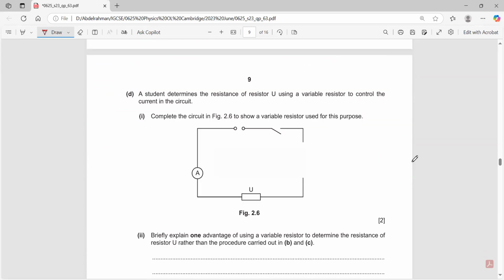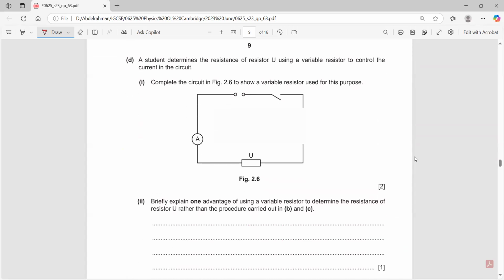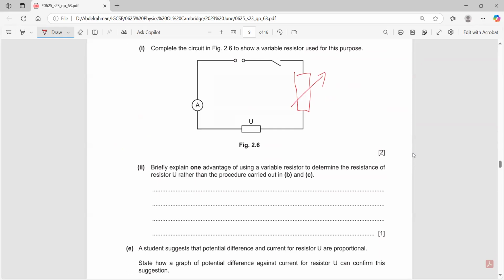Okay, student determines the resistance of a resistor U using a variable resistor to control the circuit. Can I draw the variable resistor? Yes, I can draw the variable resistor. Briefly explain one advantage of using a variable resistor instead of adding resistors. So what she did in circuit A and B and C was that she kept on adding resistors in parallel, right? And as she adds the resistors in parallel, the overall resistance should decrease.